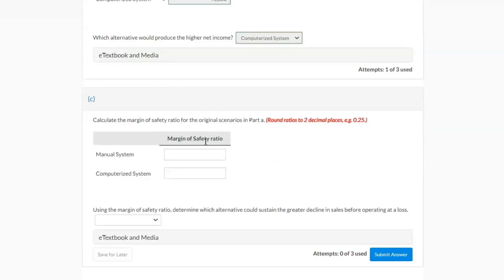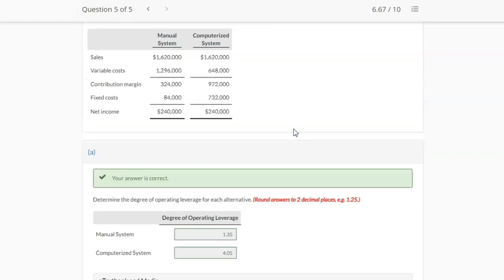Is it right on, or two decimal points? 0.74. Okay. That's the margin of safety percentage. Okay, they don't want percentage, but that's it. Okay, now go back up.